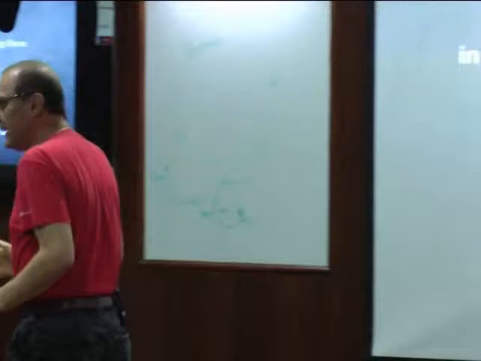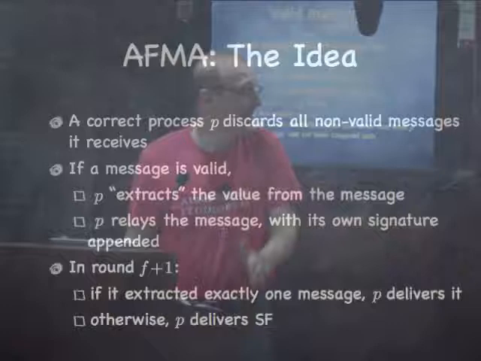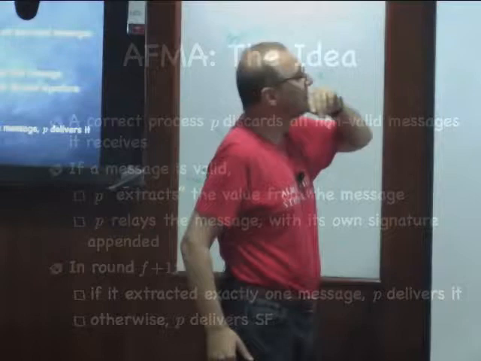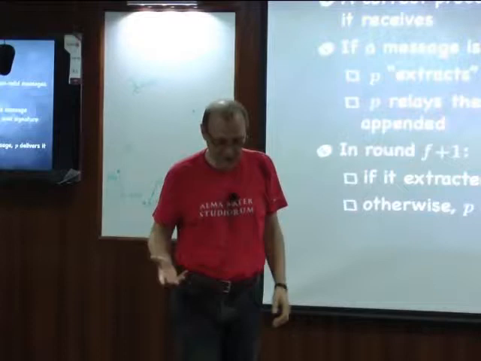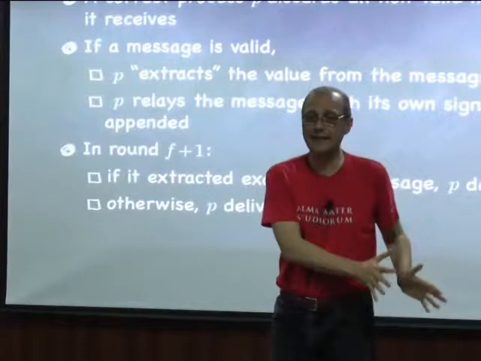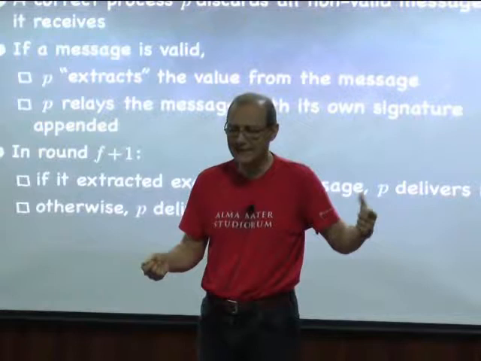If that's the scheme, then the protocol is fairly simple. You discard the messages that are not valid. If you receive a valid message, you extract the content of the message and put it in a bag that you're going to look at the end of F plus one rounds. So this bag is going to collect all the distinct valid messages that you have seen.